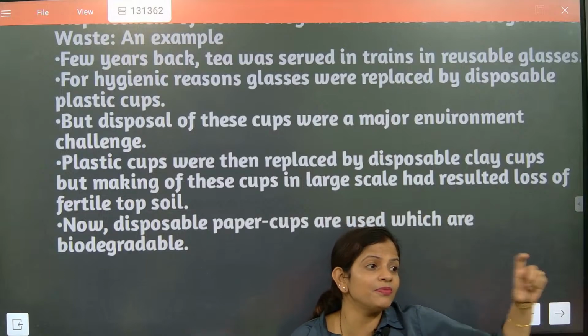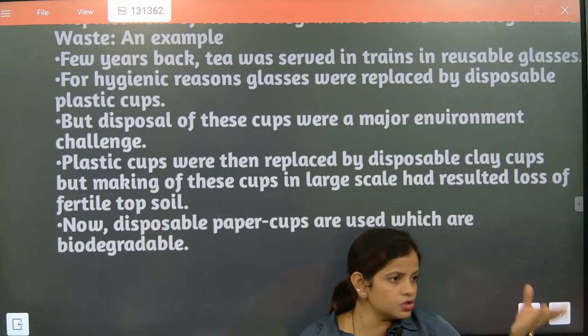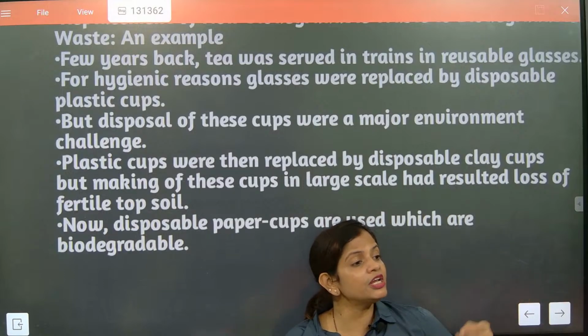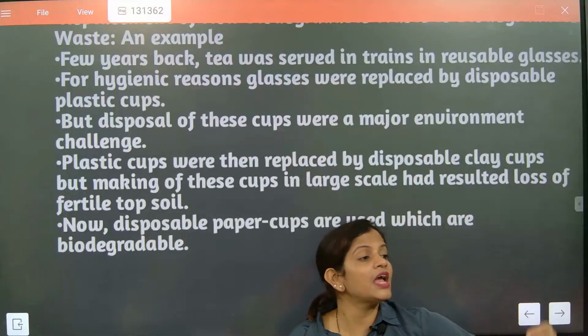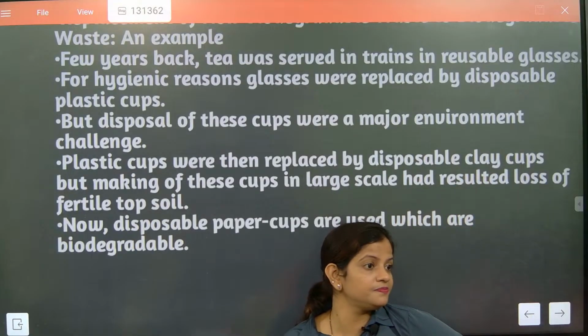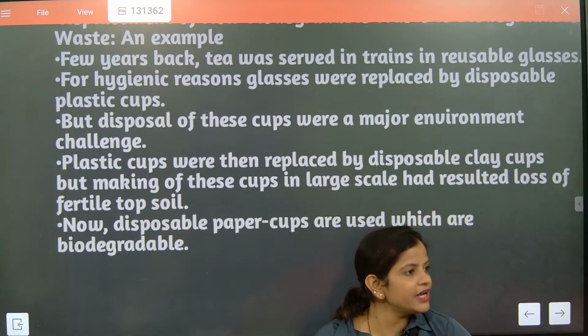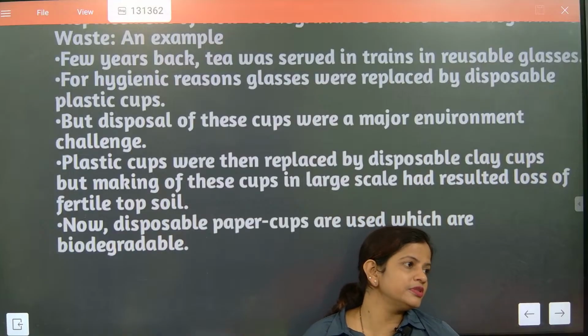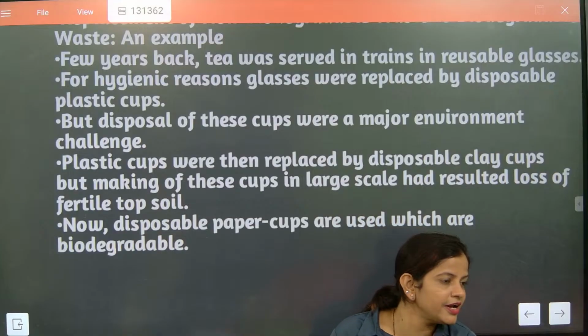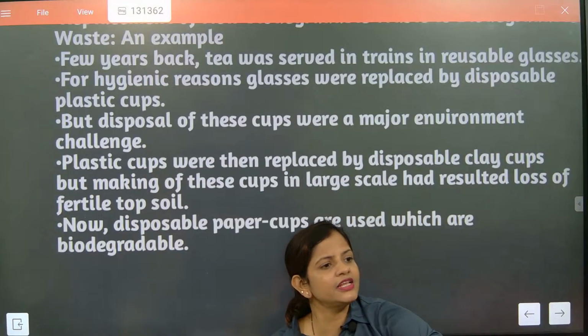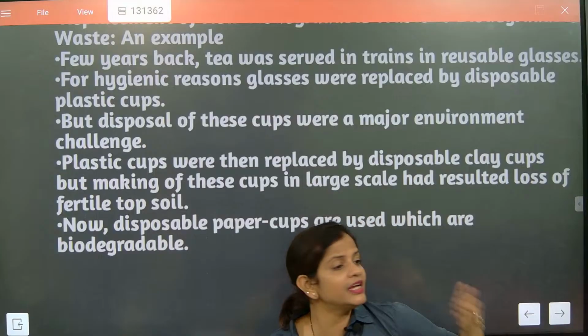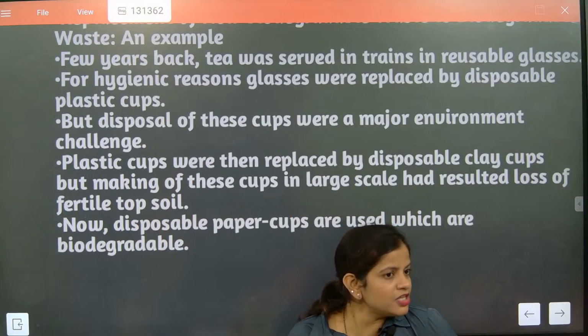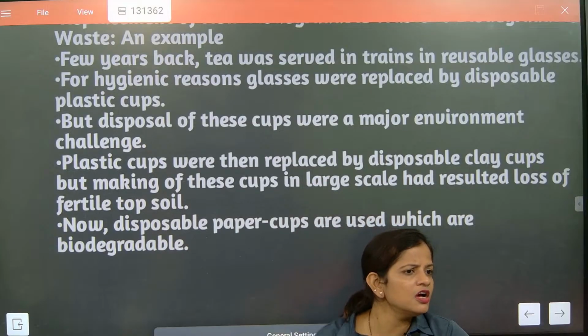The cups which are made by firing the soil, understood? Are they biodegradable or non-biodegradable? They are non-biodegradable. After firing, they are of no use. They are non-biodegradable. Are you understanding? So the microscopic organisms will not be able to degrade them. Understood? So they will stay on earth for a long time.